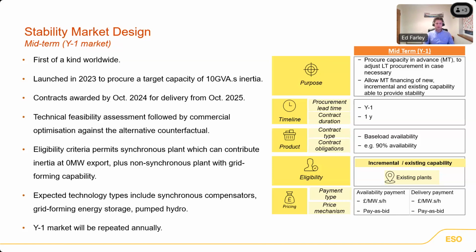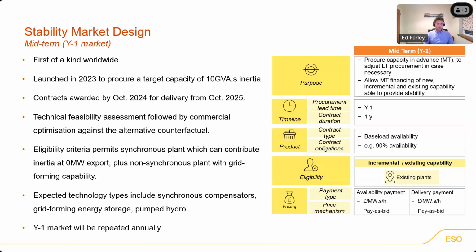Second part of the process is a commercial evaluation against the alternative counterfactual that exists. As I mentioned on one of the previous slides, that current counterfactual is the balancing mechanism. So it's instructing additional synchronous machines close to real time. And we think that through the midterm market, we can access a lower cost way of doing that.